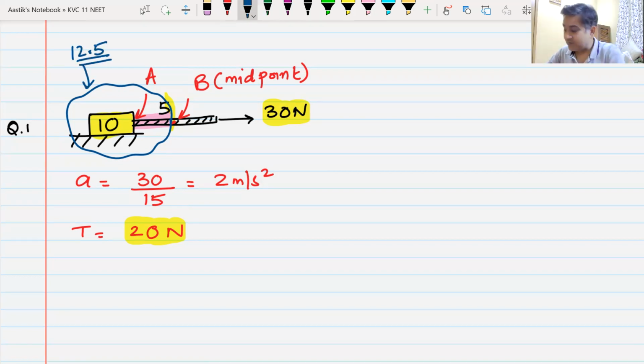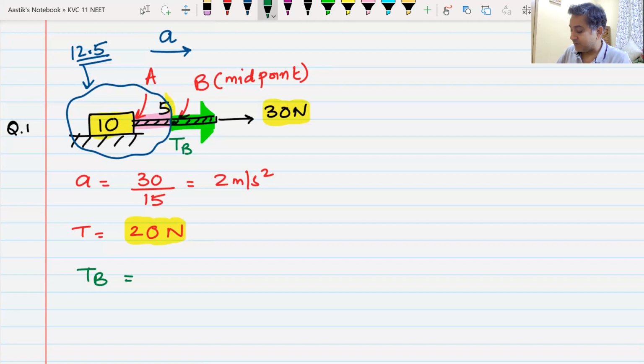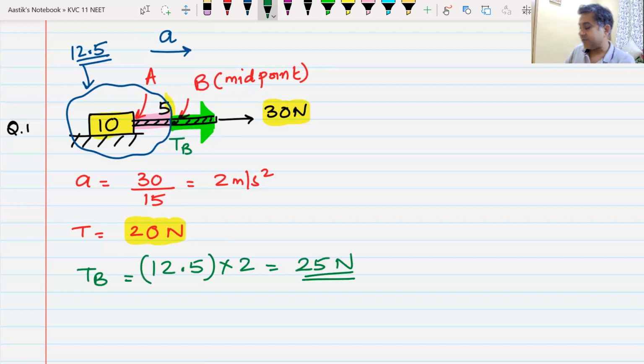And this 12.5 is moving forward with an acceleration A. And who is making it move? It would be the tension at this point B. Yes or no? Do we understand this? So this tension at the point B will be simply equal to 12.5, the total mass, multiplied by A. You can also calculate it from here, and you will end up with 25 newtons. Do we understand this? Or has this gone above our head saying bye-bye?